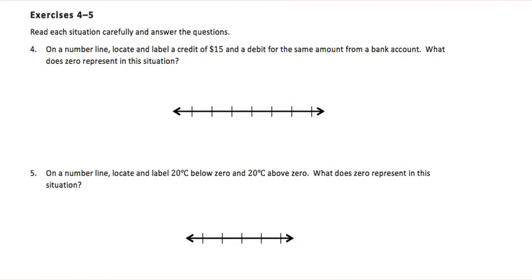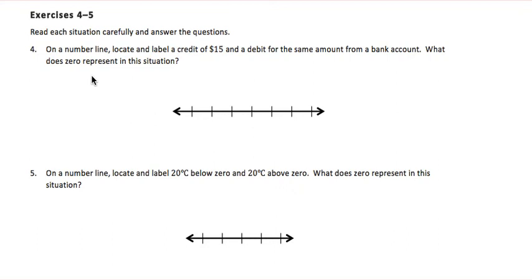So keep in mind as we continue with exercises 4 and 5, and then you do the problem set on your own, that you have to determine what 0 is in your situation, and then you determine an appropriate interval for your number line, and then you can graph things and make sure you label.